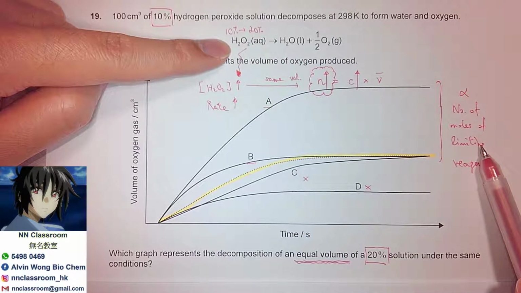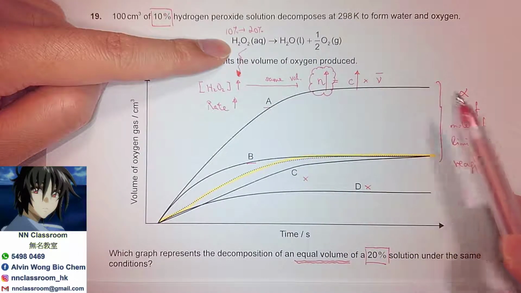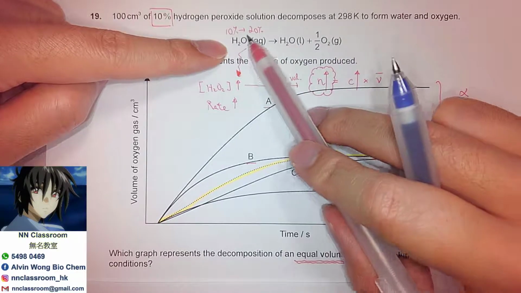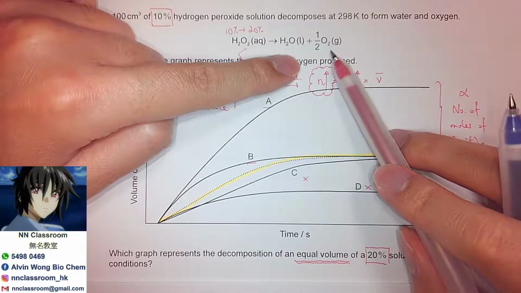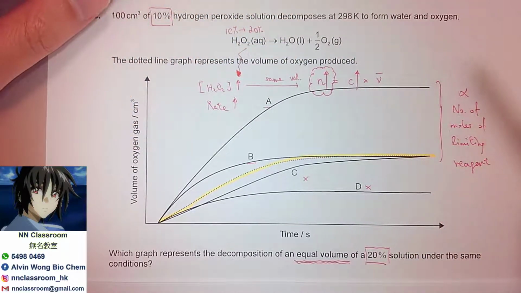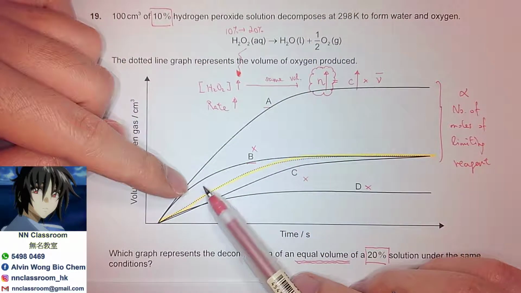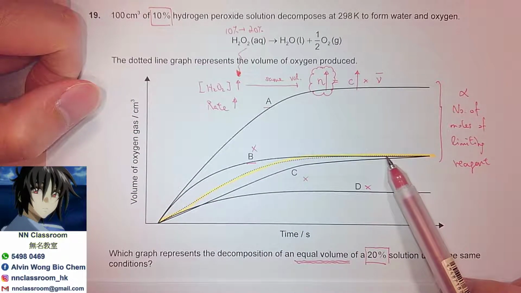So that means the second change is that we are now increasing the number of moles of the limiting reagent. As we increase the number of moles of limiting reagent, we should expect to receive a higher number of moles of product as well, right? So obviously we shouldn't choose B, because it only meets the requirement for a faster rate of reaction, but not a higher level of final product.